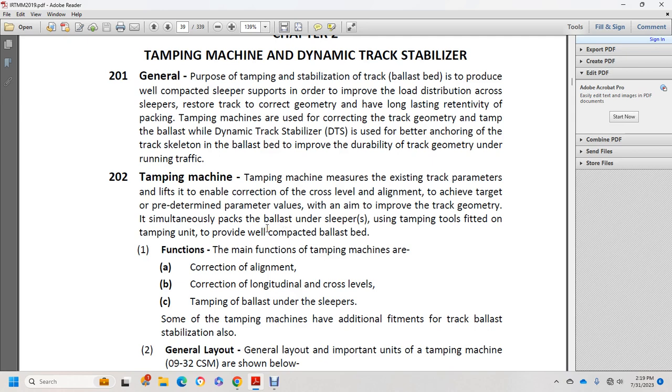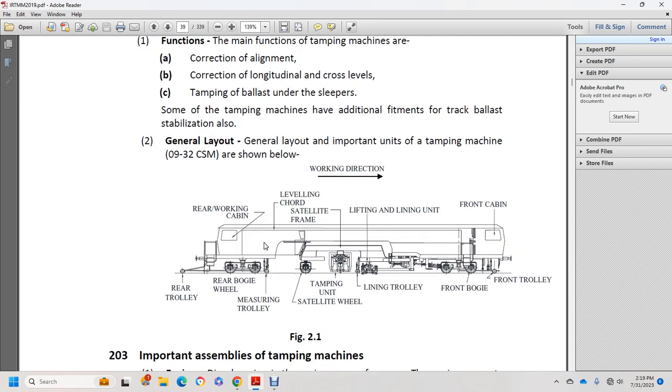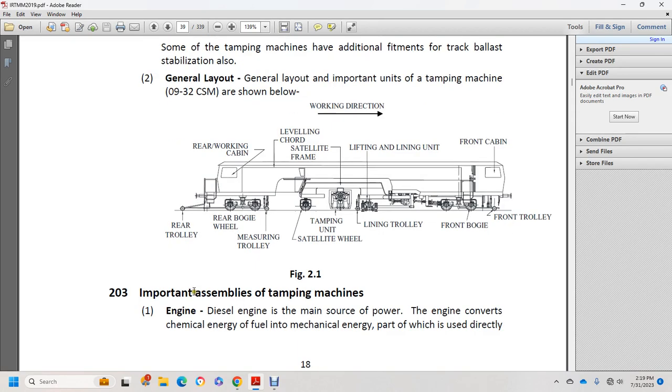Important units of the tamping machine 09-32 CSM are shown below. Figure 2-1 shows the machine from the top: rear working cabin, level cord, satellite frame, lifting lining unit, front cabin, front trolley, front bogie, lining trolley, tamping unit, satellite wheel, measuring trolley, rear bogie, wheel, rear trolley.